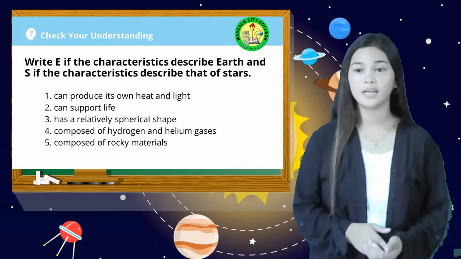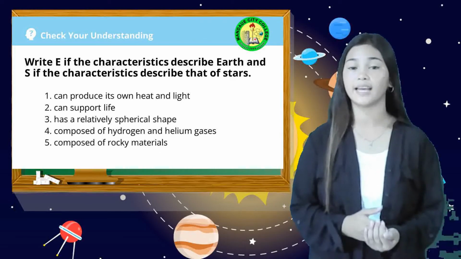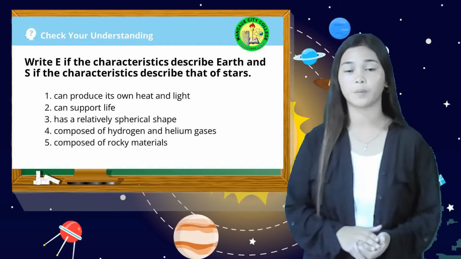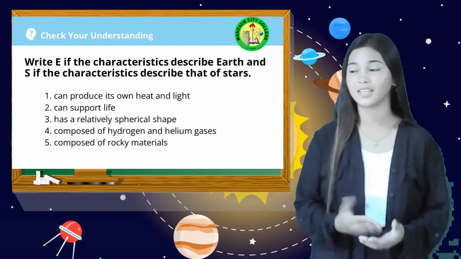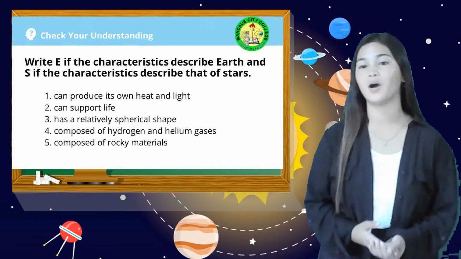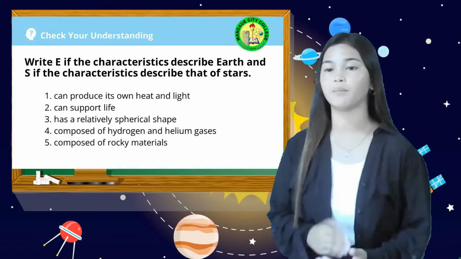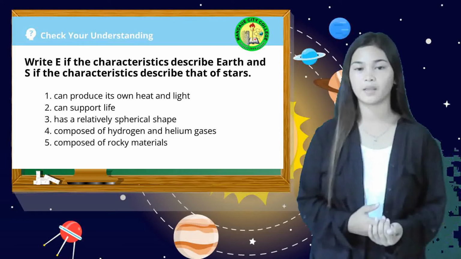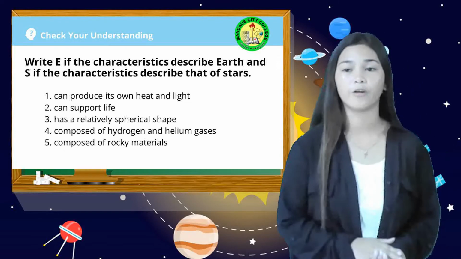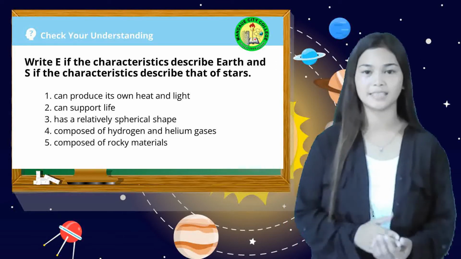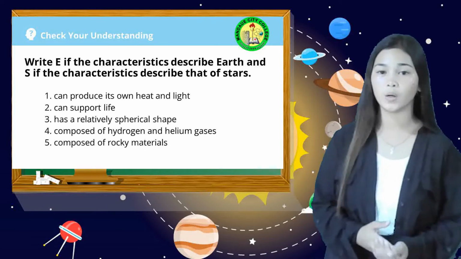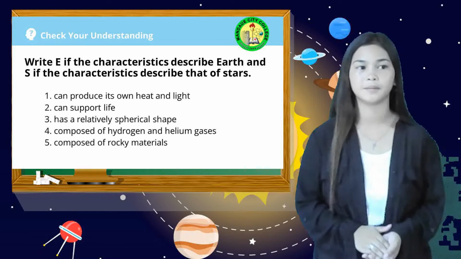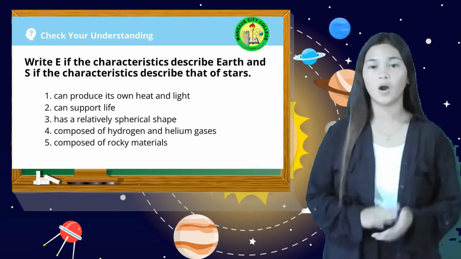Number 1, can produce its own heat and light. Stars. Correct. Number 2, can support life. What is your answer? Earth. Okay, that's correct. Number 3, has a relatively spherical shape. S, star. Yeah, that's correct. Number 4, composed of hydrogen and helium gases. Star. That's correct also. And lastly, number 5, composed of rocky materials. E, Earth. Okay, that's correct.